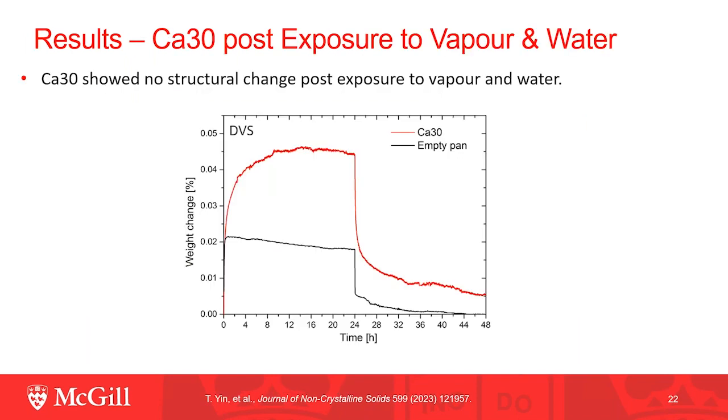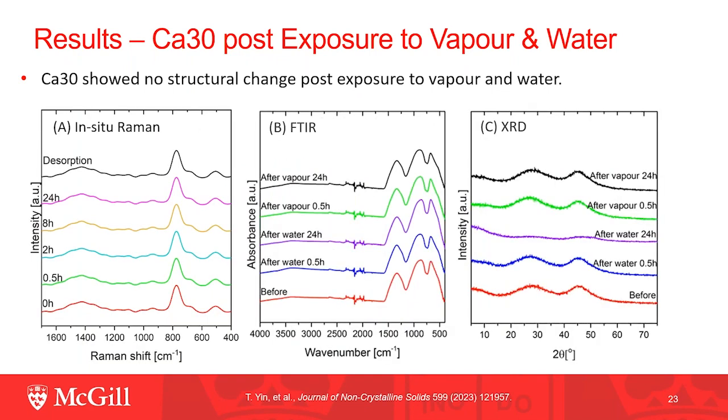For calcium-30, there is almost no weight change at 90% relative humidity, so it is not surprising to find from in-situ Raman, FTIR, and XRD that there is no structure change for calcium-30 post-exposure to vapor. Furthermore, from FTIR and XRD, there is also no structure change for calcium-30 post-exposure to water.